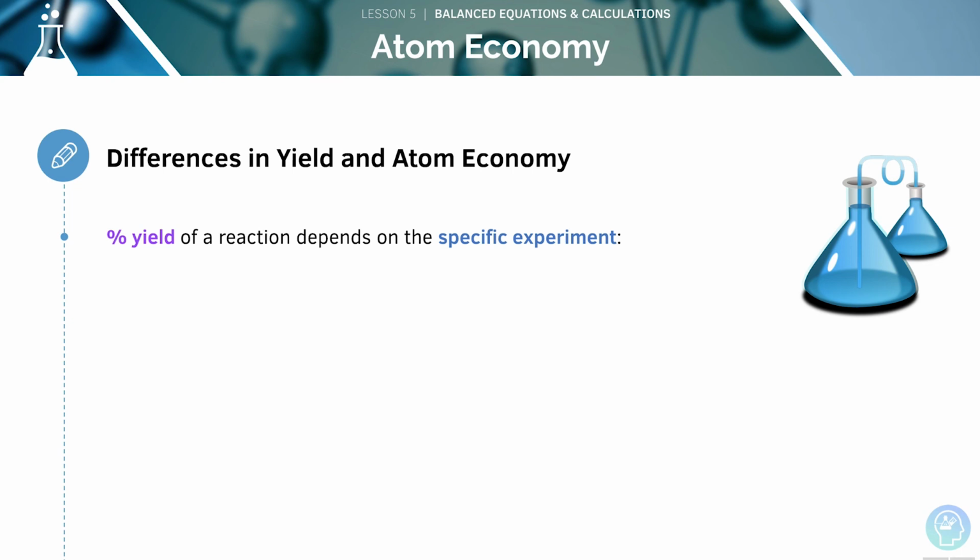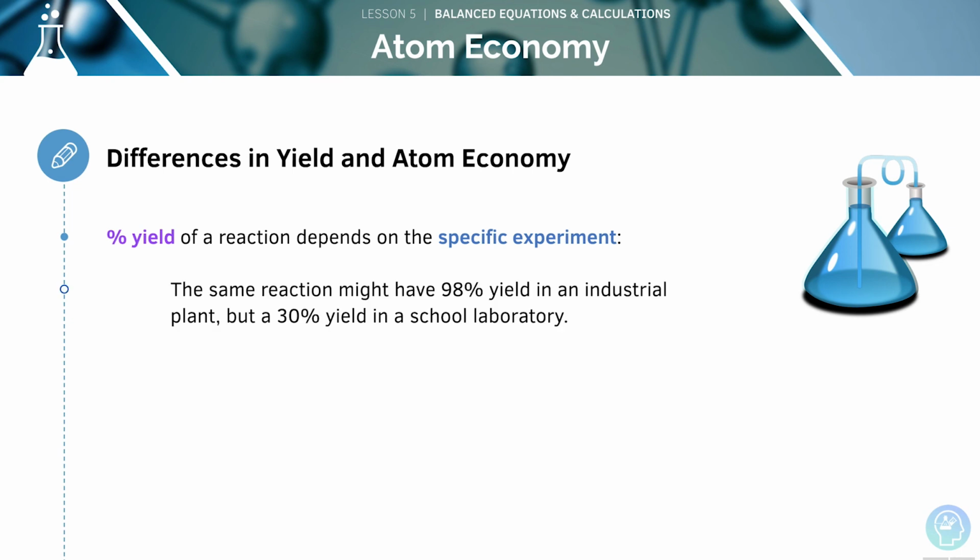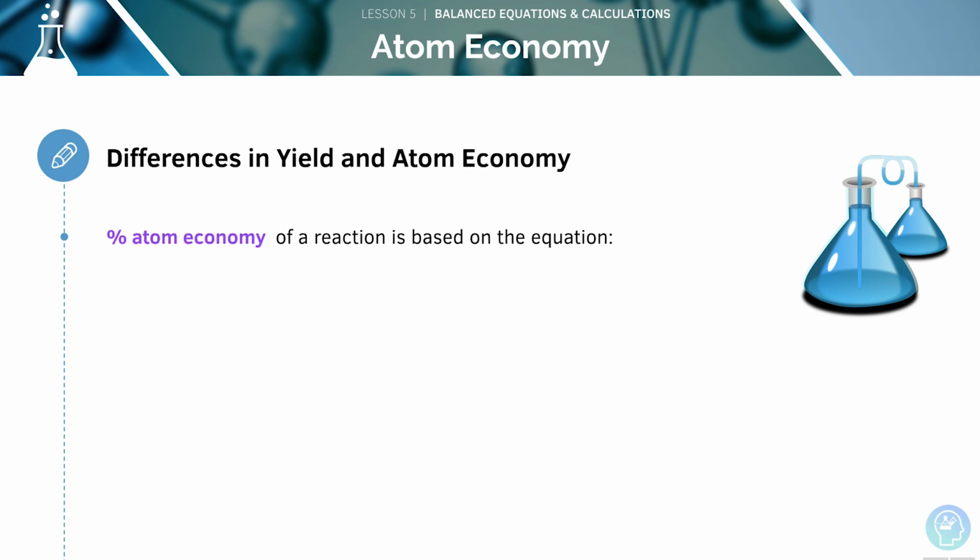Your percentage yield in a reaction will depend on the specific experiment you are performing. For example, the same reaction can have two very different yields in two different settings. The percentage yield does not consider the side products of a reaction. If you make the expected amount of your desired product, then the yield would be 100%.